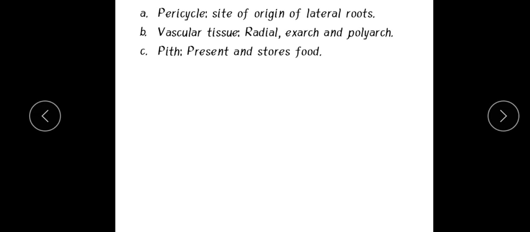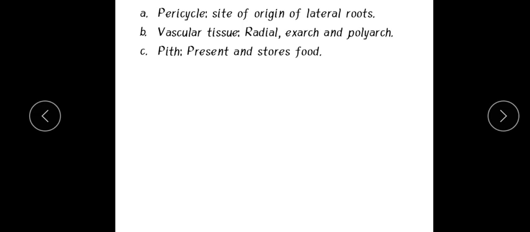Here the arrangement is in such a way, each bundle of phloem is alternating with each bundle of xylem. Okay, so such an arrangement is called as radial. Radial means arrangement of xylem and phloem in an alternate manner. Exarch means metaxylem is facing the center and protoxylem is facing the periphery. The word polyarch means many. Poly means many. So, since many bundles of xylem is present, such a condition is called as polyarch.